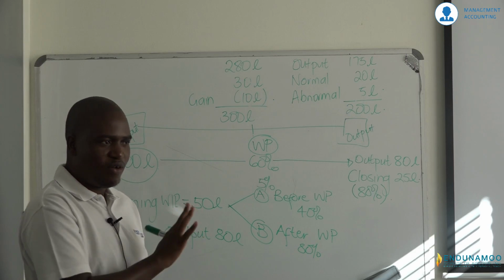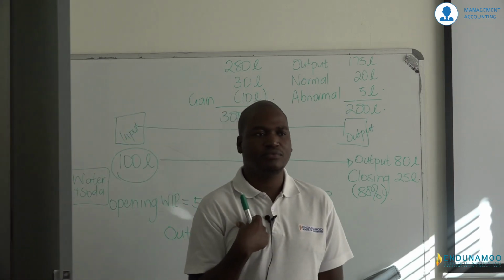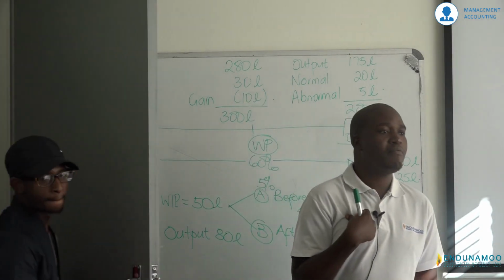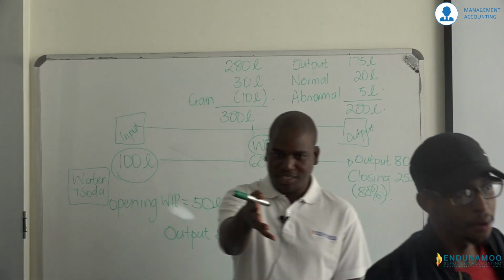So let's deal with them one by one. First, give me the normal loss. What is the normal loss? 7.5 units. How did you get to it? What did you say?